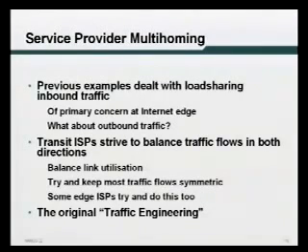So transit ISPs, as I was saying, they strive to balance traffic flows in both directions. You want to try and balance link utilization, try and give symmetric traffic flows. Even though the internet is quite happy with asymmetric flows, it tends to be nicer for customers if traffic goes between here and there, rather than going there and then all the way around the world to come back through another path. You want to try and keep the latency as low as possible.